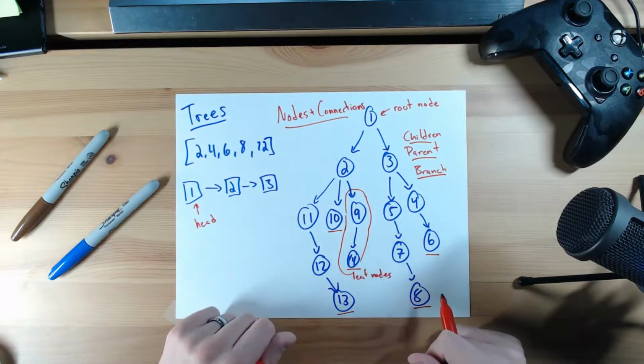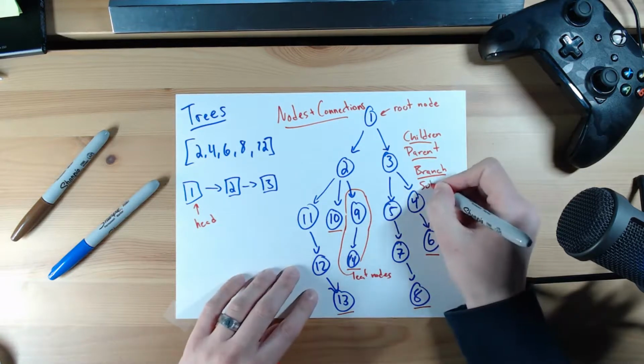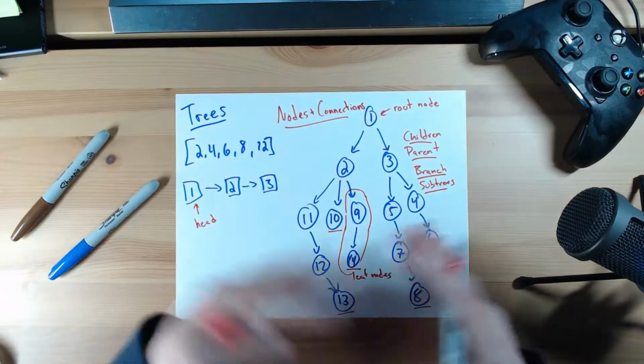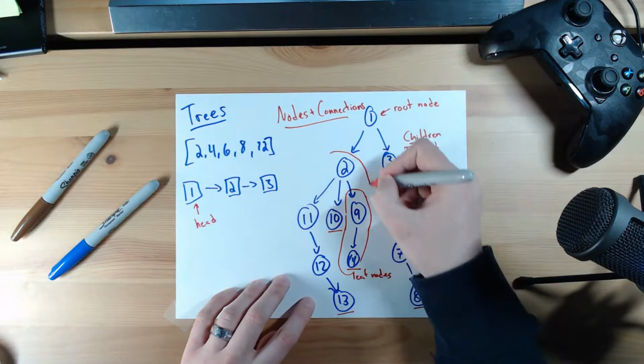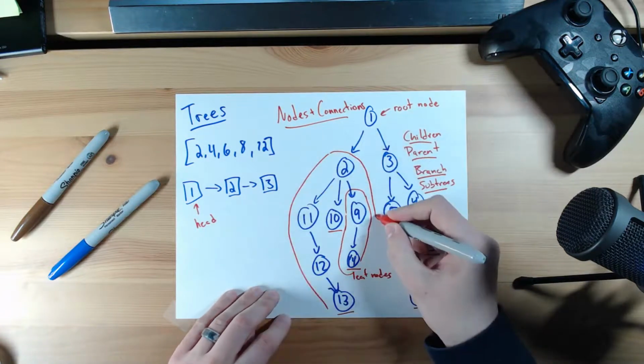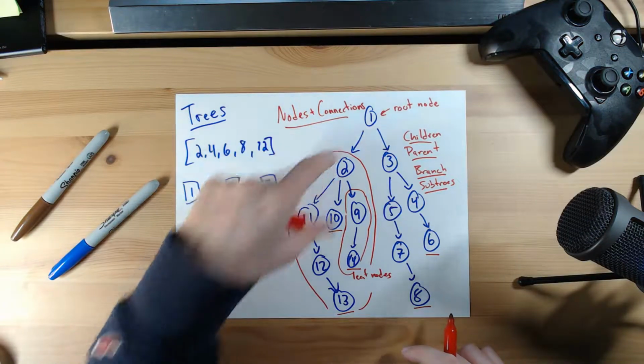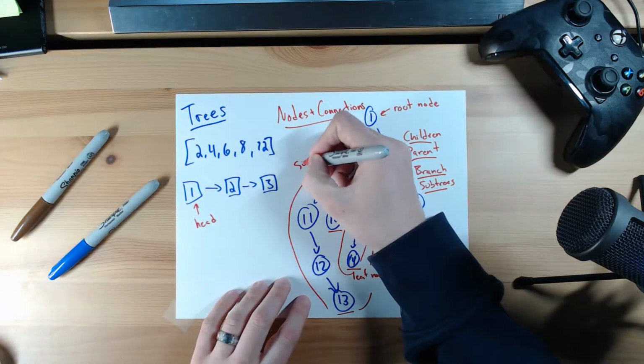And then we also have this idea of subtrees, which are smaller trees contained within the larger tree, right? This here may be viewed as a subtree underneath the primary tree, underneath our root node. So this whole thing is a subtree.